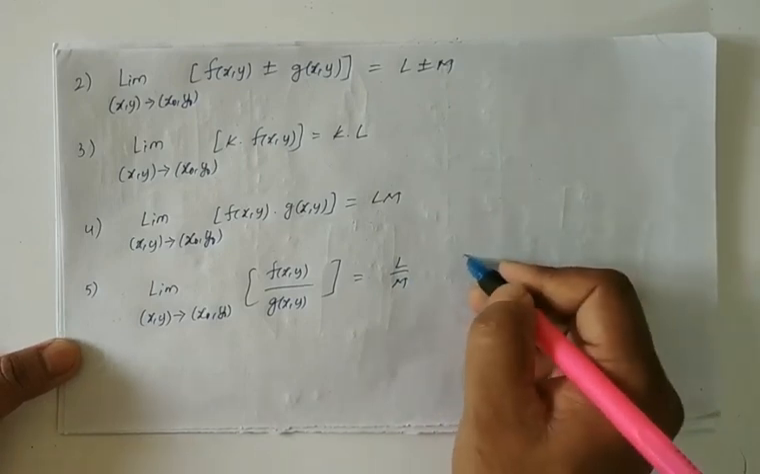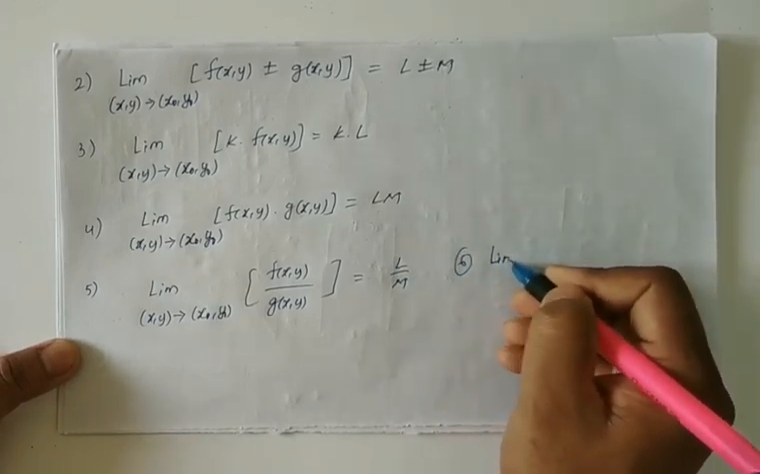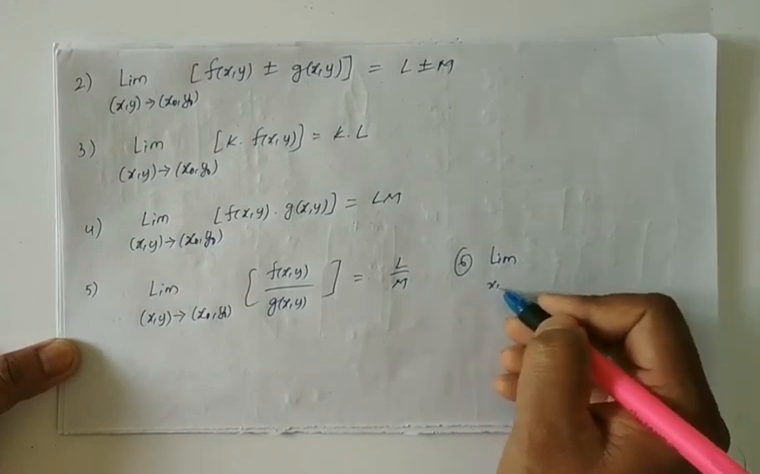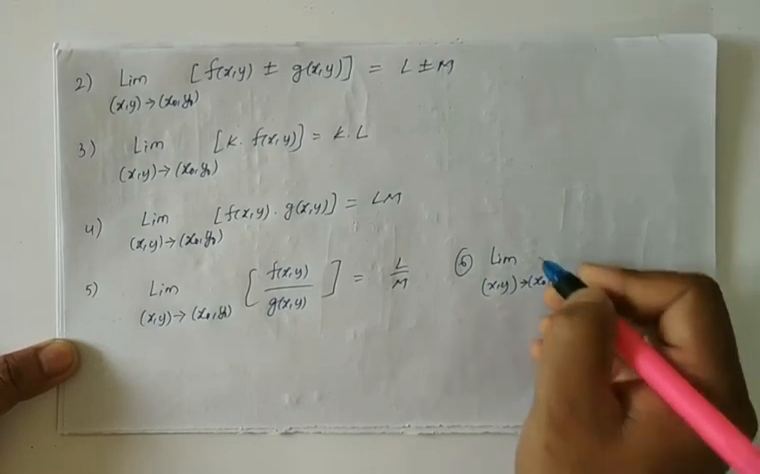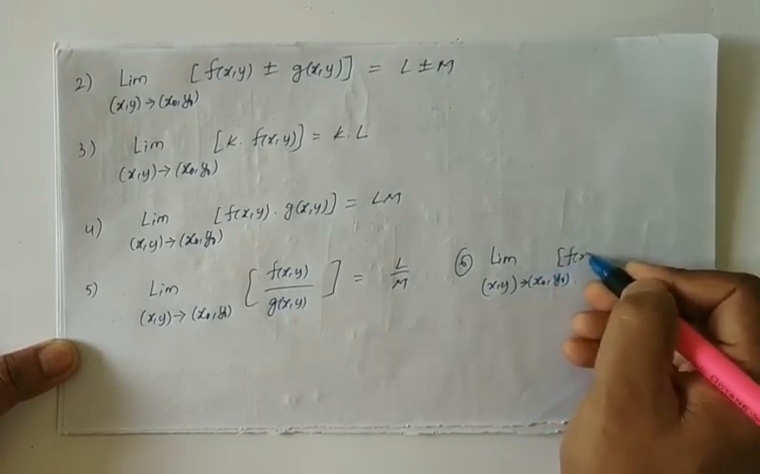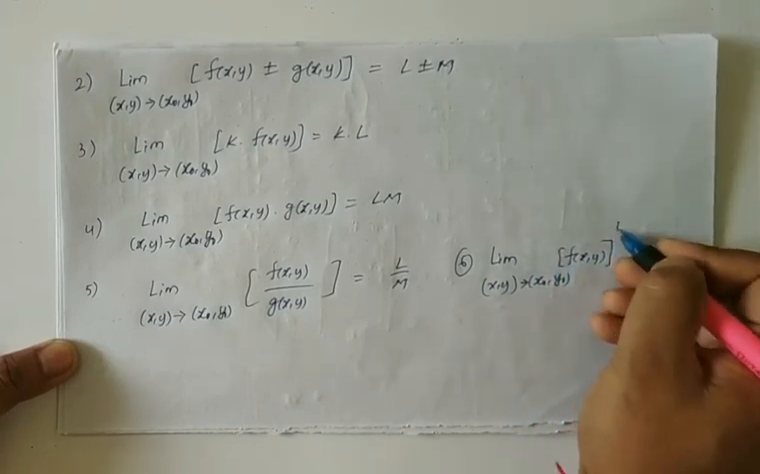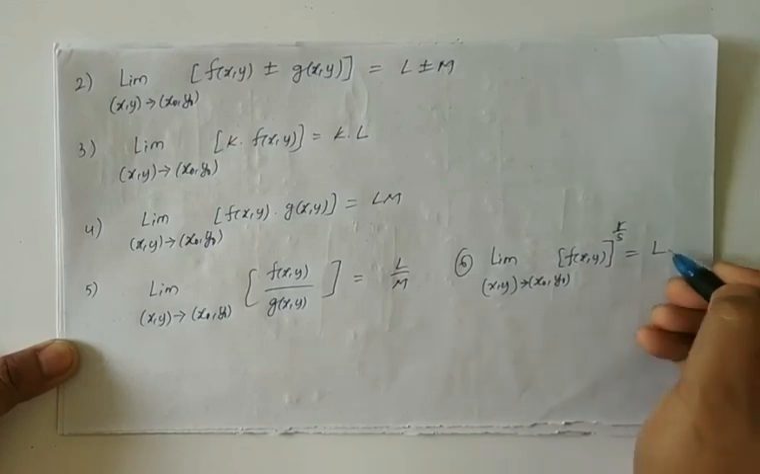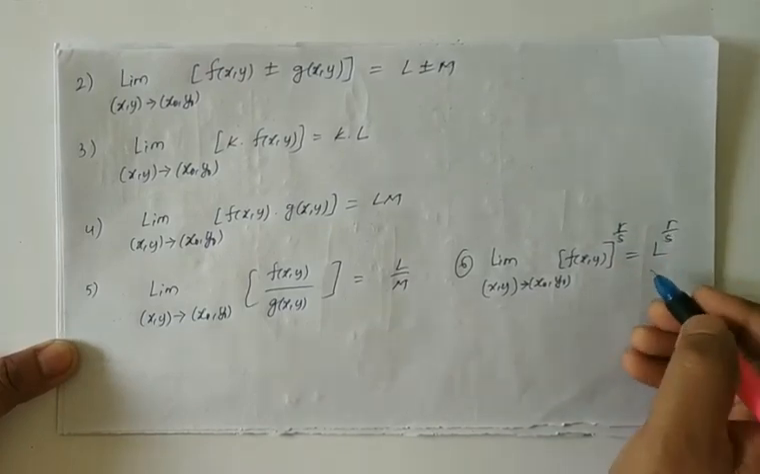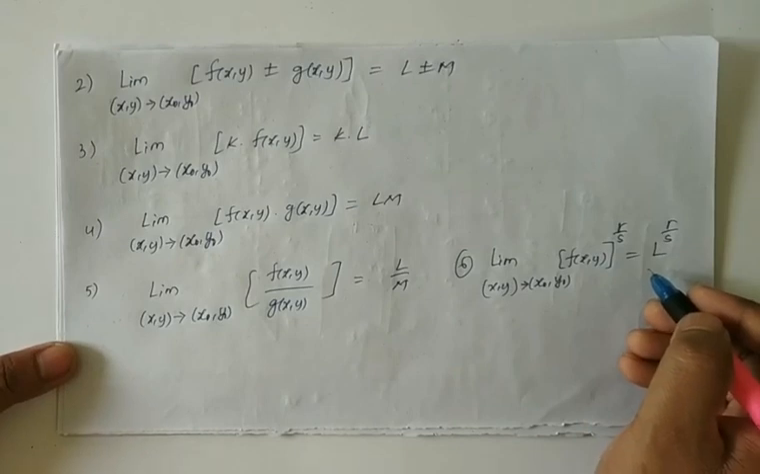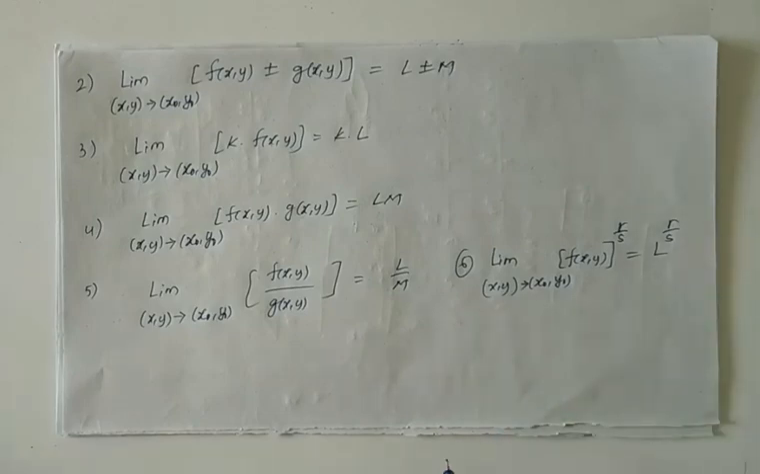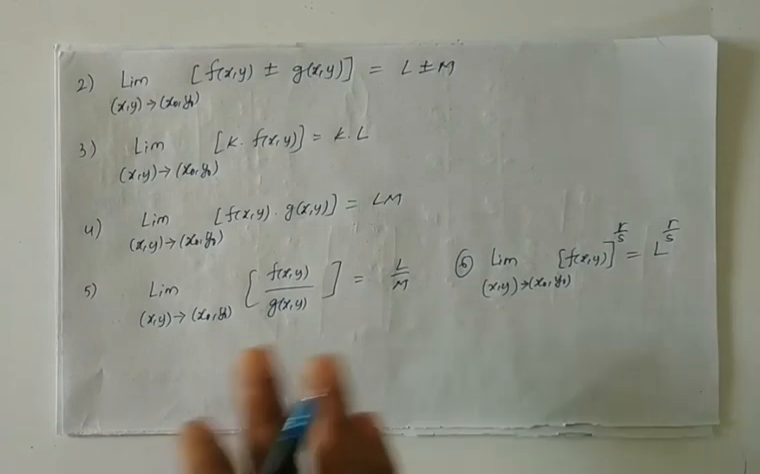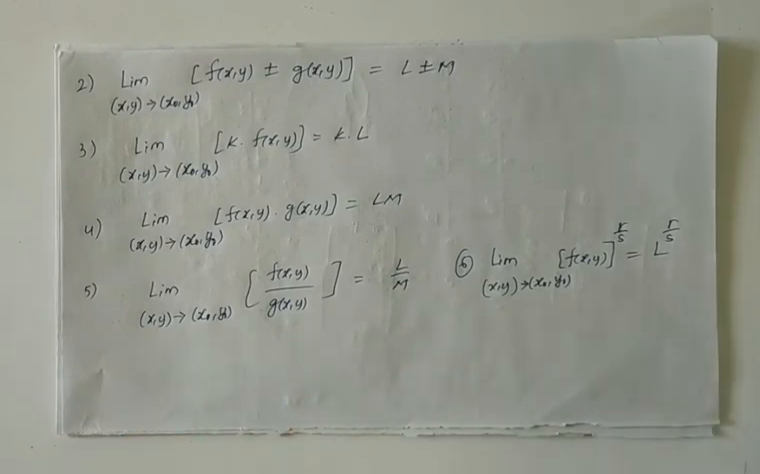Next, the sixth one, limit as (x, y) approaches (x naught, y naught) of f(x, y) whole power r by s is nothing but L power r by s. Here r and s are integers with no common factors, and s is not equal to 0. We already know these properties, just remember them.